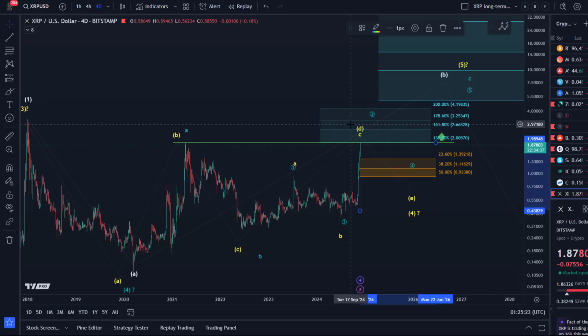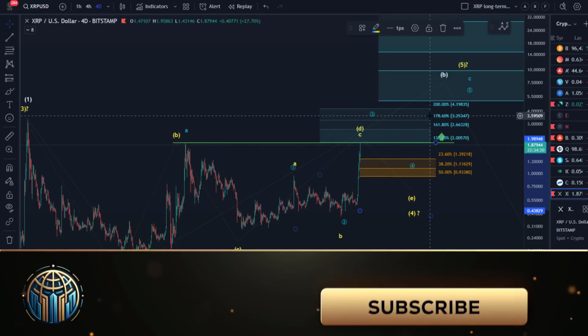So at any point now, if we get a break above $2 and it's a sustained break, so not just $2.01 or $2.02, but something sustained, then yeah, it will likely be $2.66 next, and the green wave, or blue wave 3, sorry, is then unfolding. Yeah, that's the update about XRP.